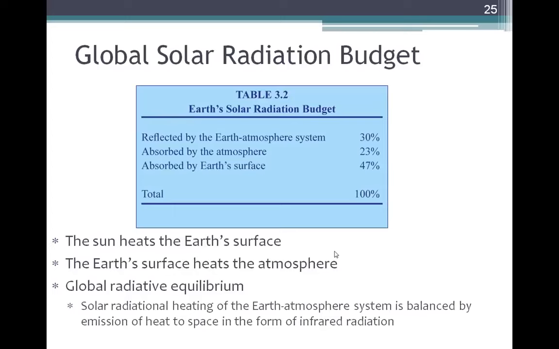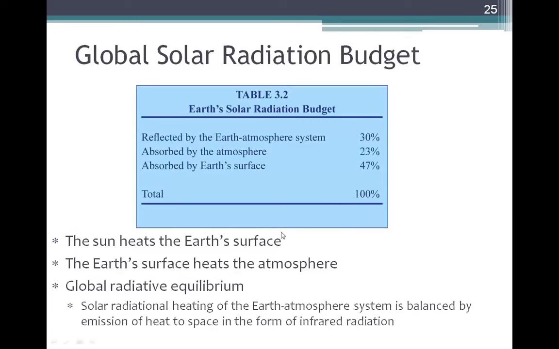Getting back to our global solar radiation budget, we can plug in some percentage values to see what percentage of the incoming shortwave radiation is reflected, absorbed, and transmitted to the surface. These are averages for the whole globe. The amount that's reflected is 30%. So 30% is the albedo of the entire Earth averaged together. The amount of energy that's absorbed by the atmosphere is 23%. And that leaves 47% to be absorbed by the Earth's surface. That accounts for all of the incoming solar radiation.